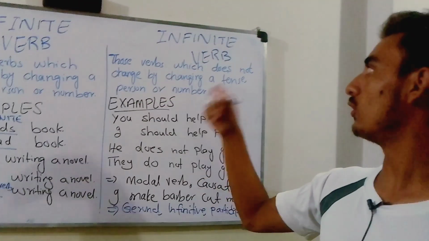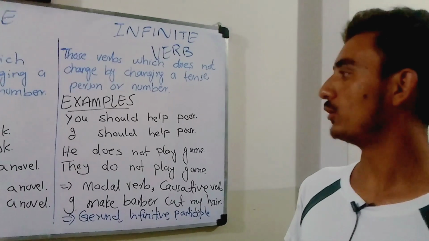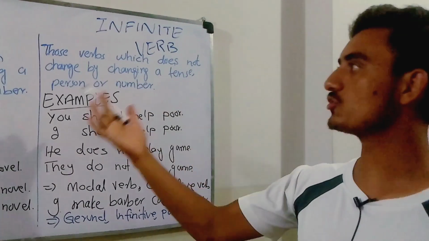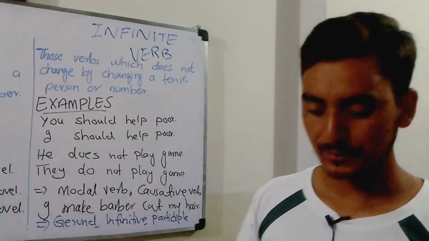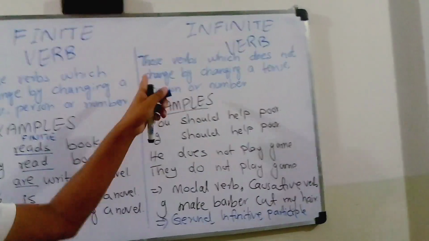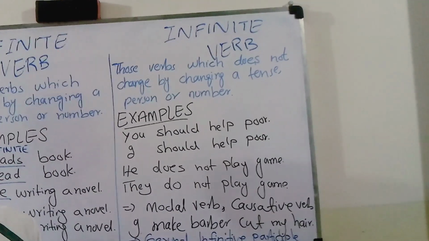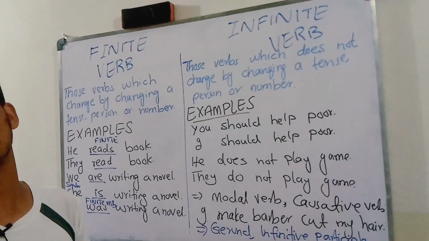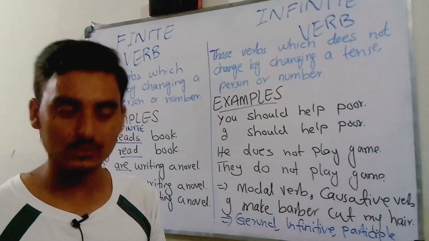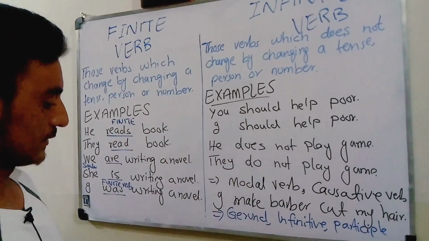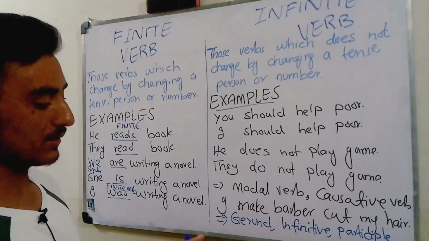So let's move on to infinite verb. It is somehow the opposite of finite verb, we may say that. So here we see that those verbs which don't change by changing a tense, person or number are called infinite verbs. So let's focus on examples.